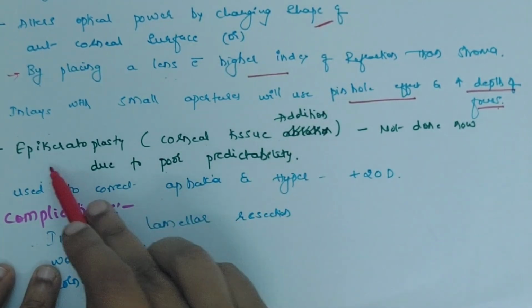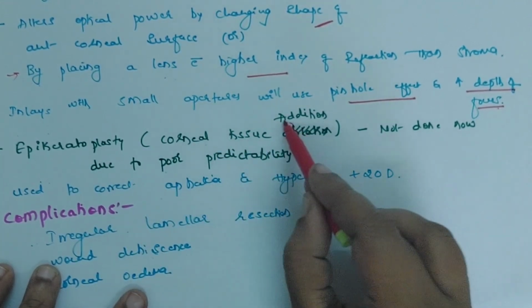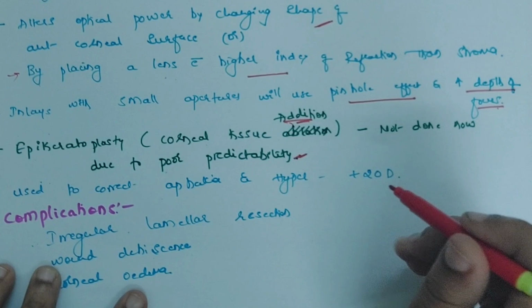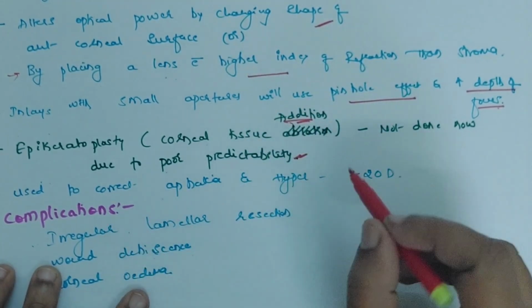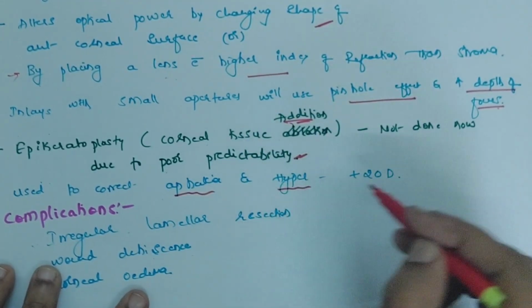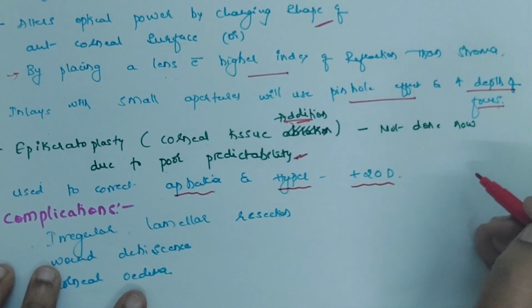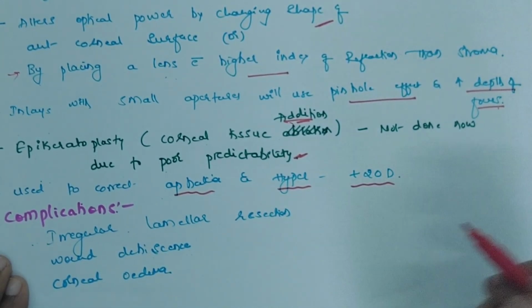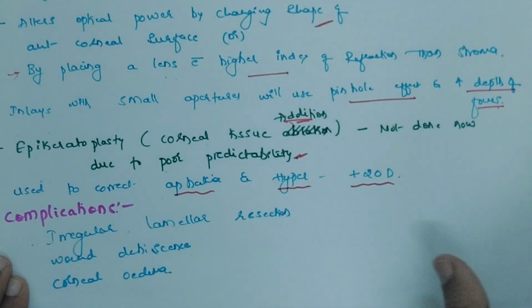There was something called as keratophakia, that is corneal tissue addition. It is not done nowadays due to poor predictability of the results. This corneal inlays can be used to correct aphakia and even the hypermetropia up to plus 20 diopters. But the complications are irregular lamellar resection, wound dehiscence, and there can be corneal edema.